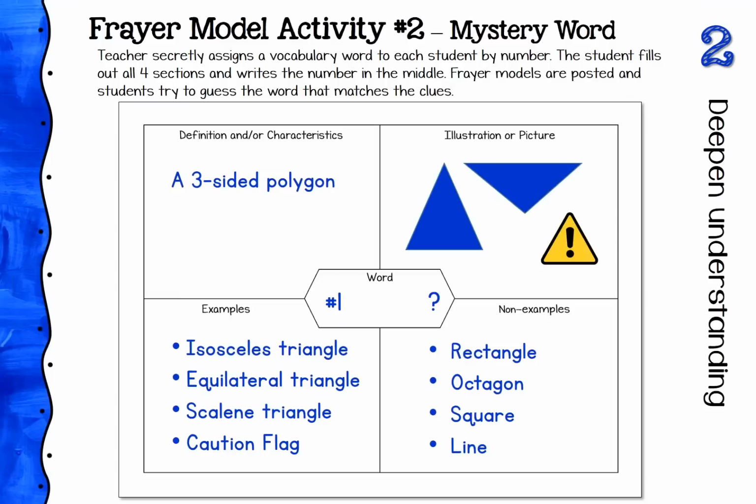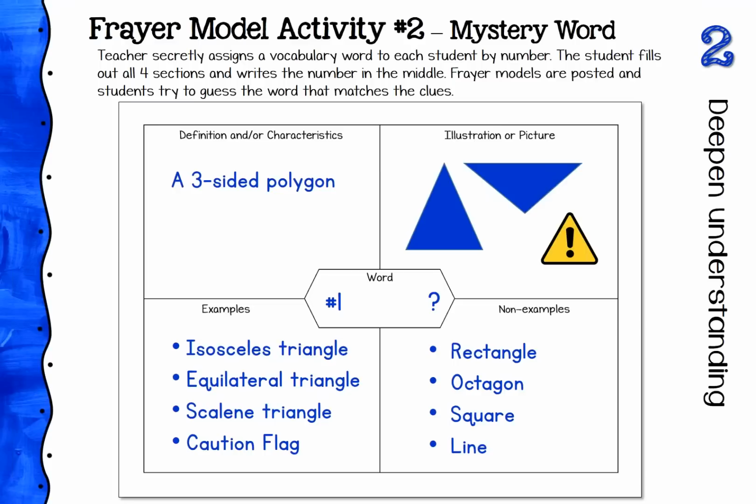But on the Frayer model, they don't actually put the word. So they have those numbers there. And the student fills out the whole thing, but the word is missing, and then you could do a game of Scoot, or have them posted around the wall, or do a lot of different things where the kids write down the number and then they look at the whole Frayer model and they have to say what word they think it is.